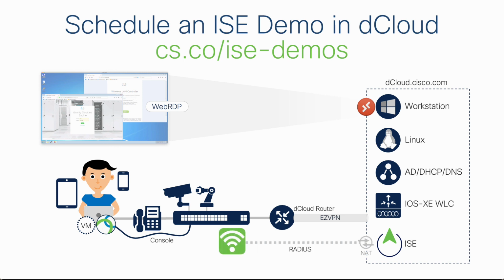Some ISE demos now have a NATed public IP address for RADIUS connections directly over the internet with your Cisco Meraki devices. You can also demonstrate the Cisco Catalyst wireless controller architecture by connecting one or more access points. For the complete list of available ISE demos, visit cs.co/ISE-demos. Now let's see how to schedule your demo.